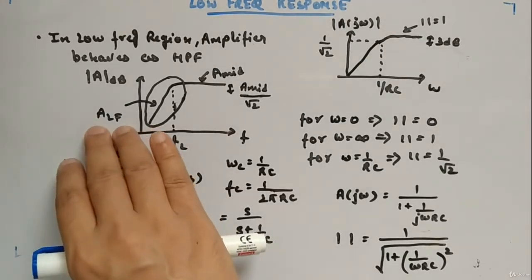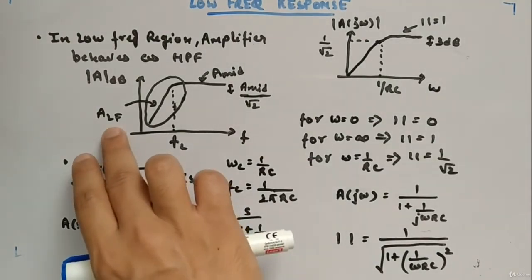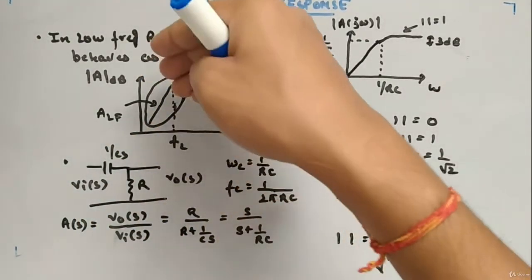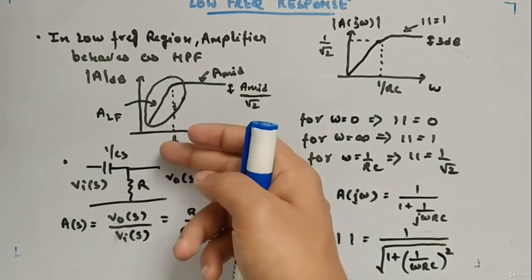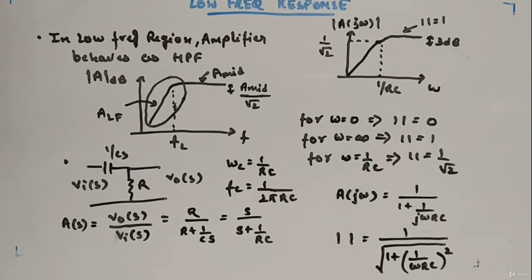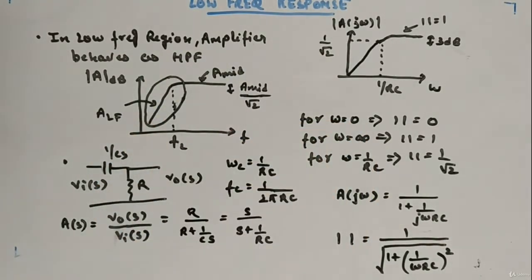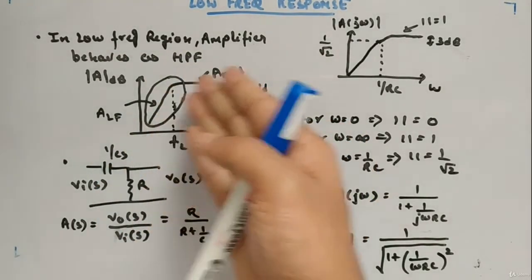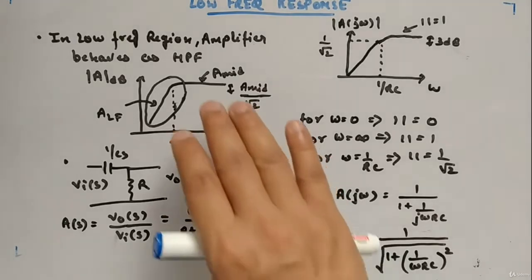So this will be dependent upon the value of frequency. If you go in the left direction, the more the frequency will decrease and the gain will decrease as well. Okay, so in the low frequency region your amplifier will behave as a high pass filter. You can see it is passing high frequencies and rejecting low frequencies, as if it is working as a high pass filter.